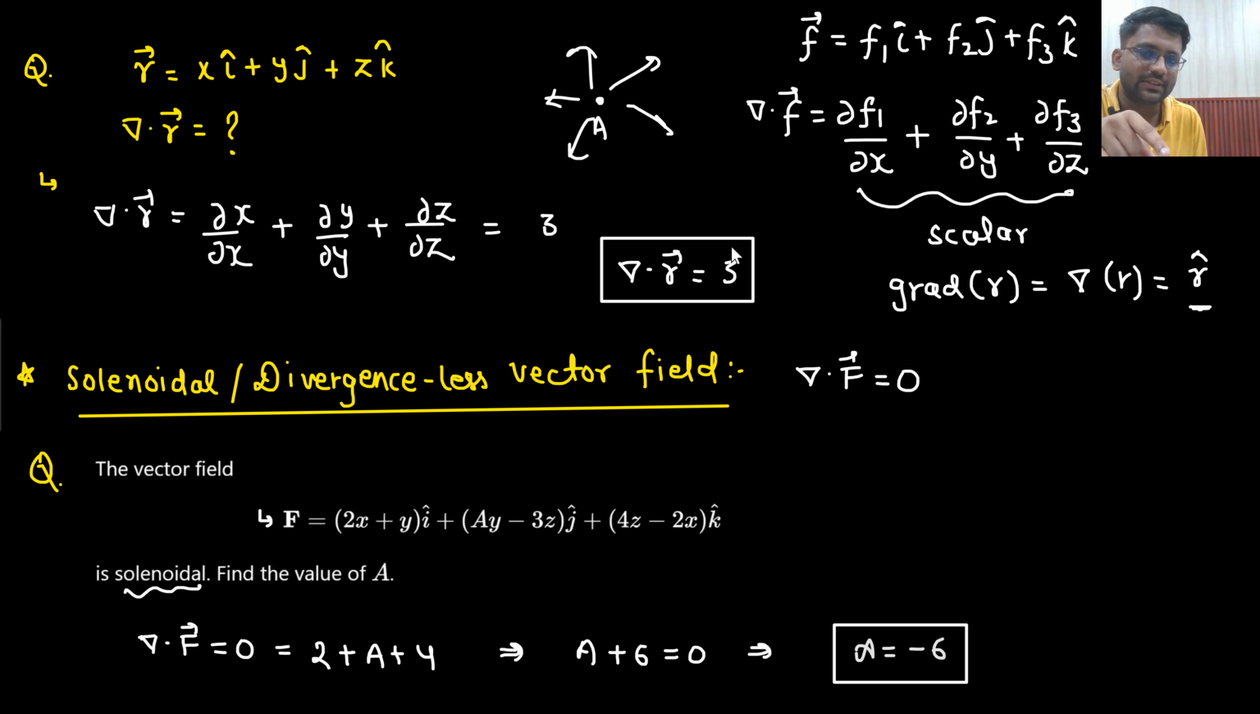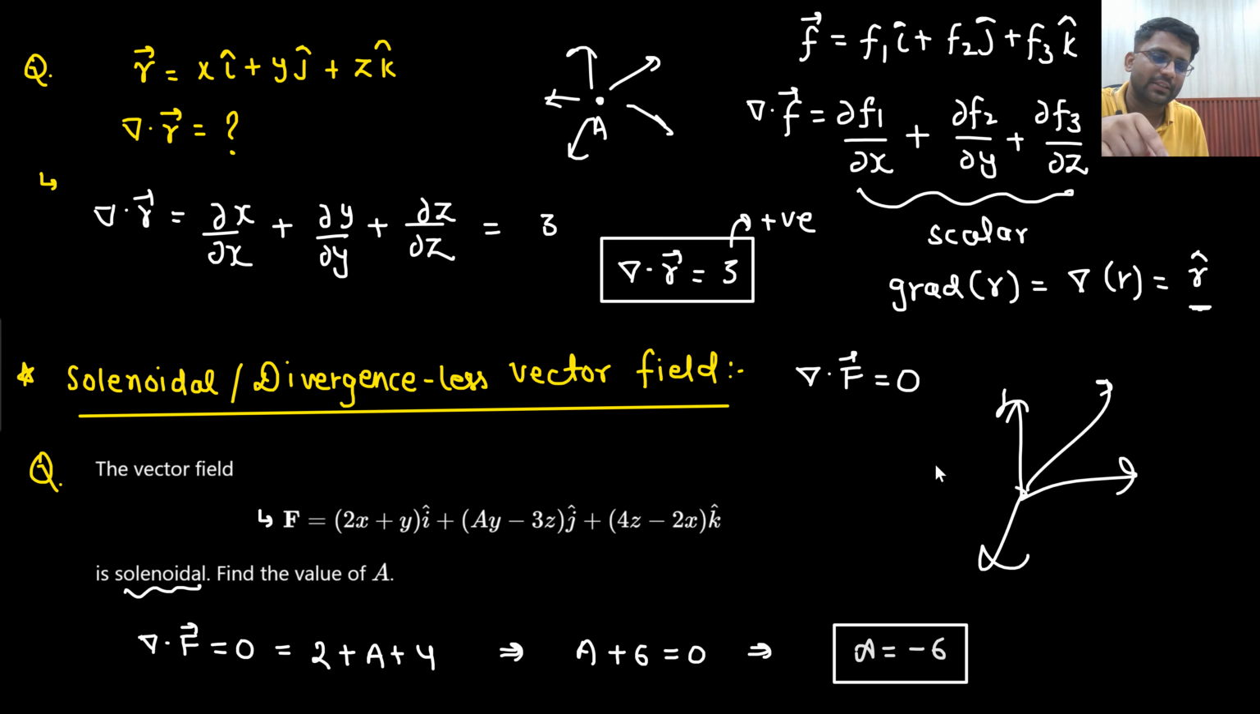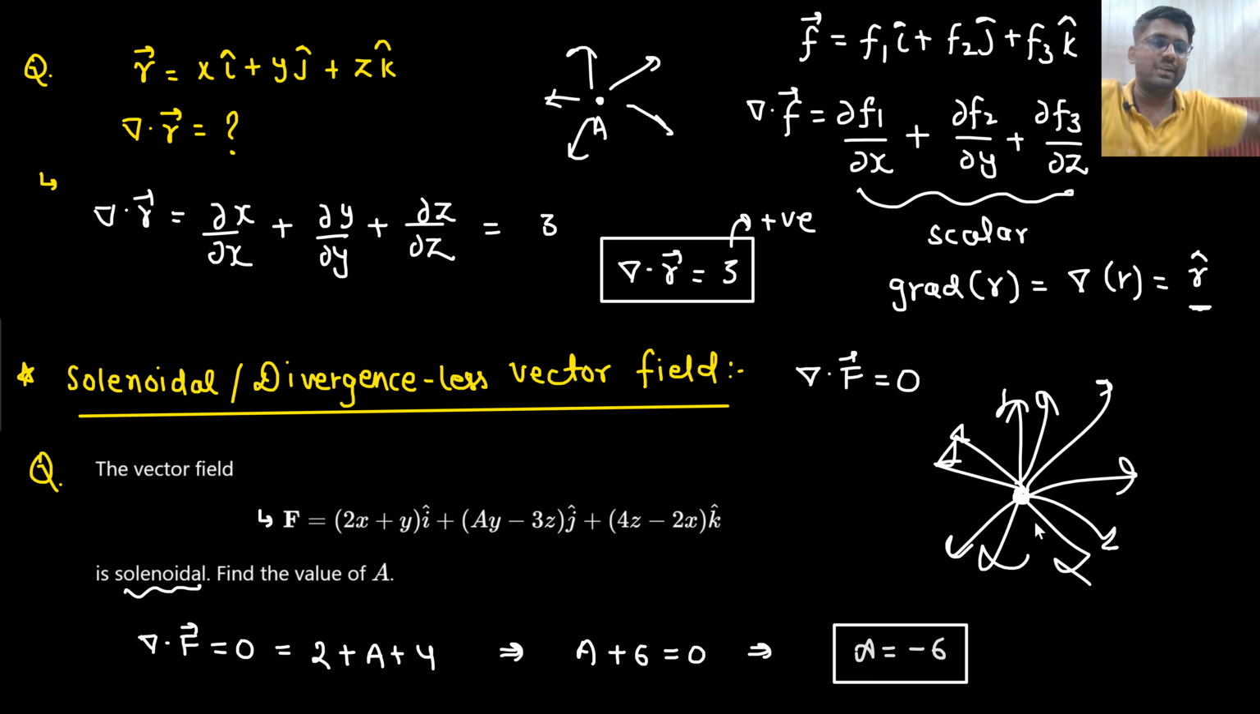Sir, since the answer is positive, if I draw this vector field around point 0, how will the vector field look like? Sir, it is the position vector only. So this is how the vector field will look like. You can see that around this point 0, the vector field lines are going out. So it is acting as a source. That means del dot R should come as positive only, which is coming positive.